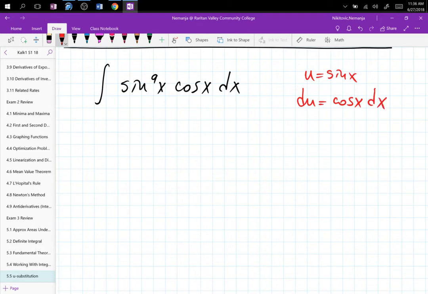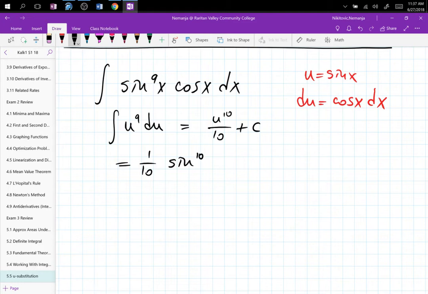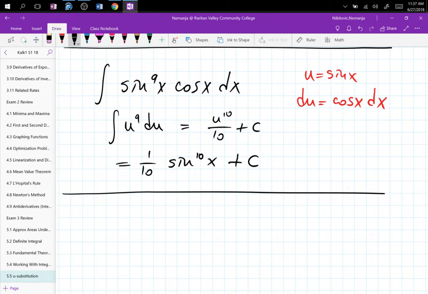I don't even have to fix a constant over here. This is great. The whole thing is just u to the 9 du. You see, sine x is u, so u to the 9, and a cosine x dx, the entire thing is du. So, u to the 10 over 10 plus c, as I promised, 1/10 sine to the 10x plus c. Go ahead, differentiate. You'll see it works.